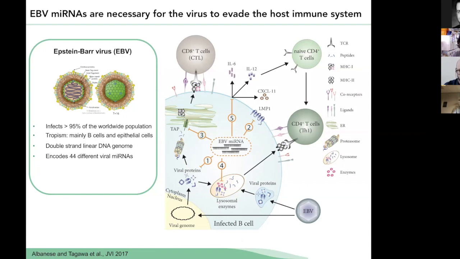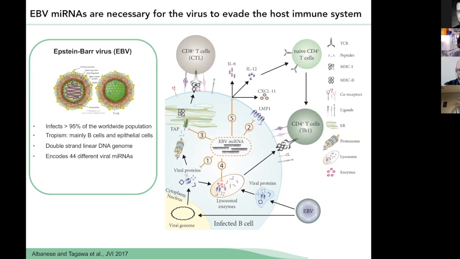And this confers a protection from the immune system, meaning that if the microRNAs are there after EBV infects the cells, the cells will be almost invisible to the immune system. If you use a virus that lacks the EBV microRNAs, these cells will be recognized and killed completely by the immune system. So the microRNAs are extremely important for the cells to infect and spread.